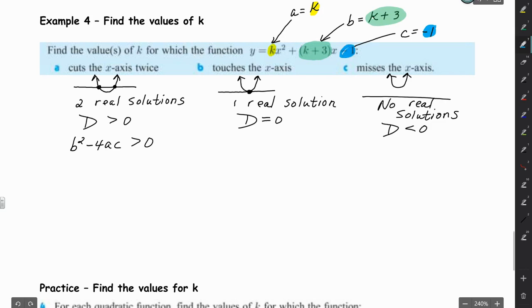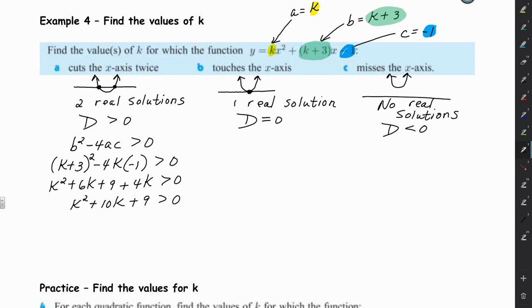All right, so let's fill all that in. So b squared is going to be k plus 3 squared minus 4 times k times -1 is greater than 0. And let's clean that up. That's a little messy right now. And now we're back to just having a quadratic inequality that we need to solve. So we're going to factor it, do our sign diagram, and then determine the solutions.